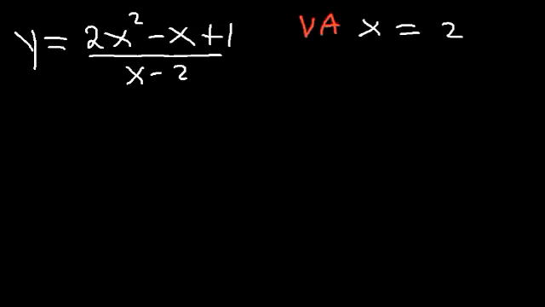Now, what about the horizontal asymptote? Notice that the degree of the numerator exceeds the degree of the denominator, so it's top heavy, which means that there is no horizontal asymptote for this graph. Now, because the numerator exceeds the denominator by 1 degree, we do have a slant or an oblique asymptote. So in order to find that, we need to use long division.